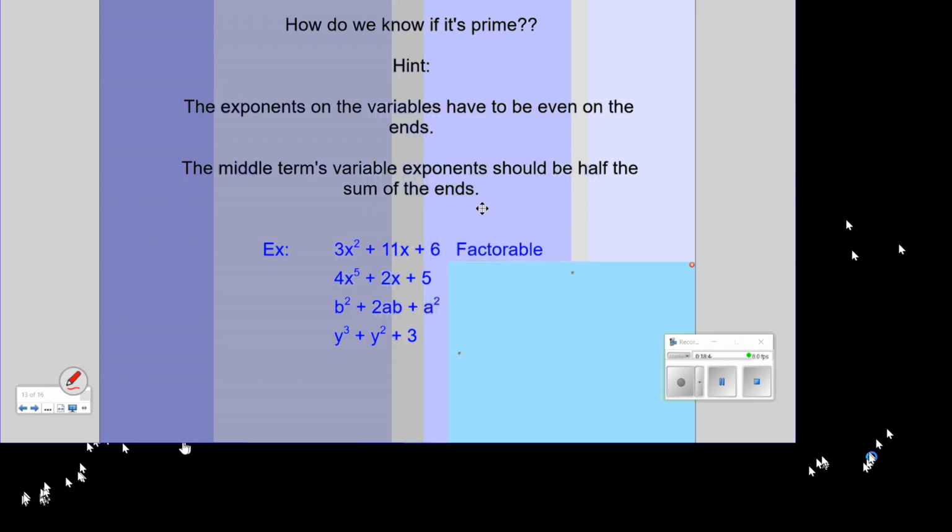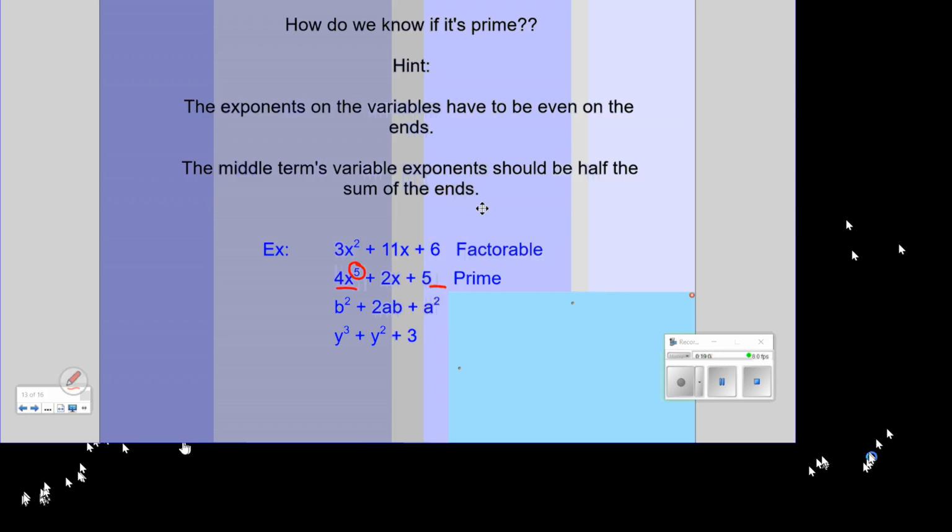Next, we can look at this one. So here, my highest degree term and my lowest degree term have an odd exponent on one of them. So right away, if you see an odd exponent as your highest degree, that means that that trinomial cannot be factored. It's considered prime. So this is a really nice way to quickly identify a prime polynomial.